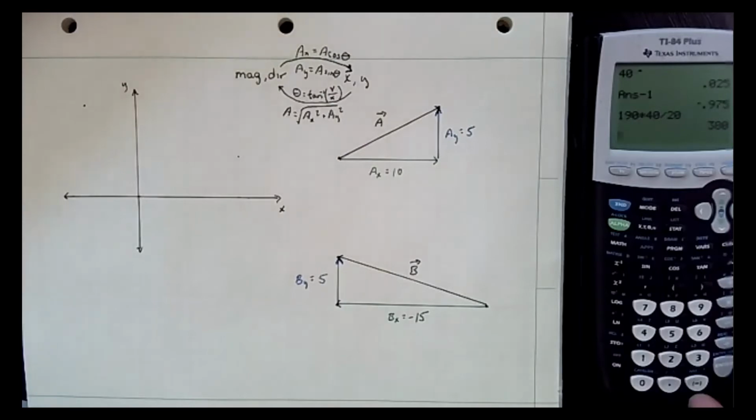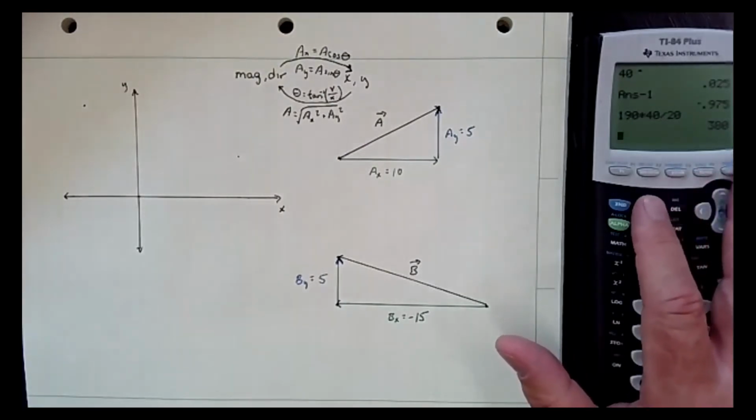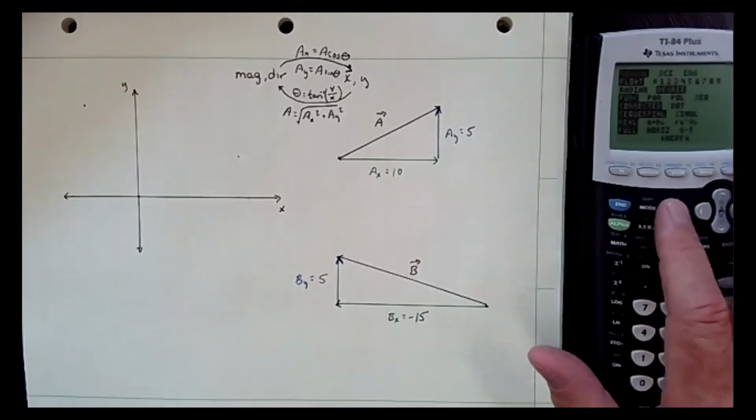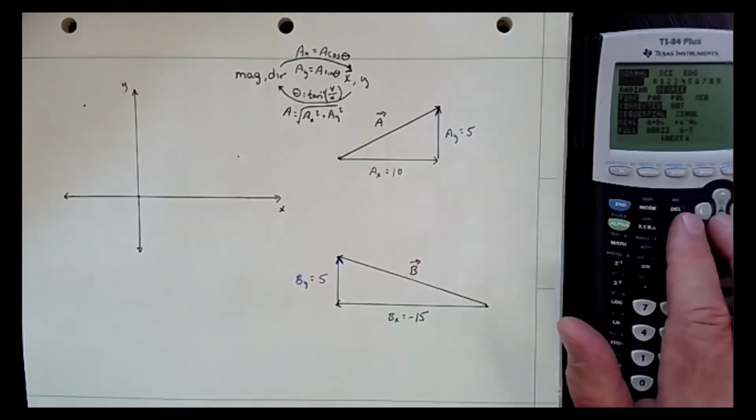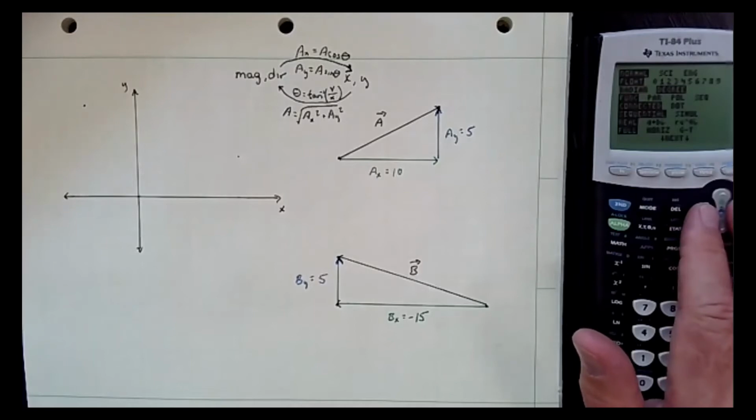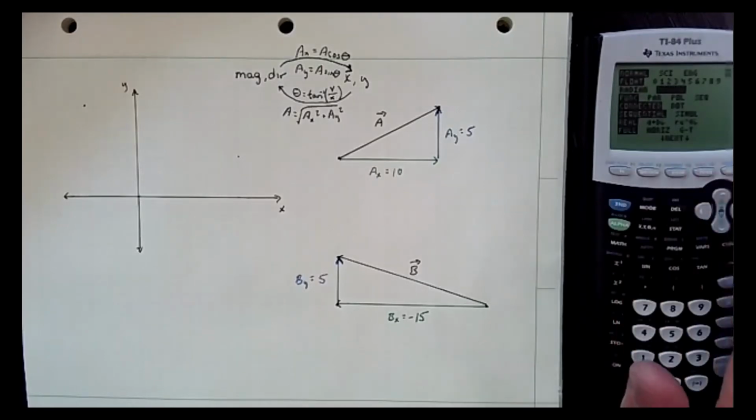To do that, obviously, I'm going to need help from my calculator, but I want to start off by making sure I'm in degree mode. I'm going to check that, because I might have been doing stuff earlier in radian mode, but that's not the case. So I'm in degree mode.